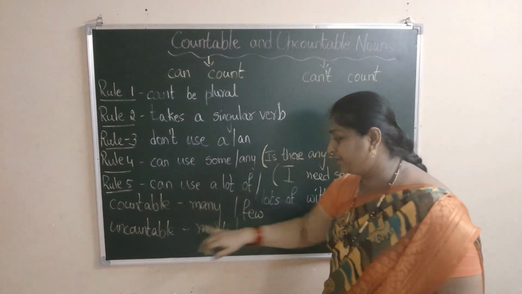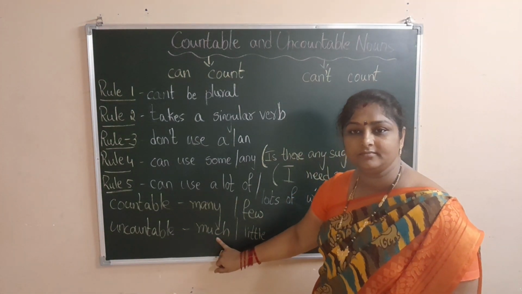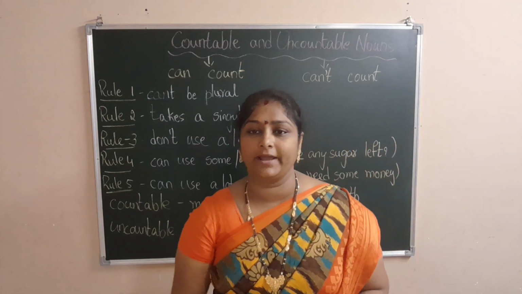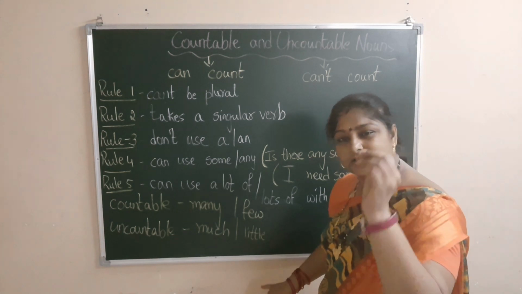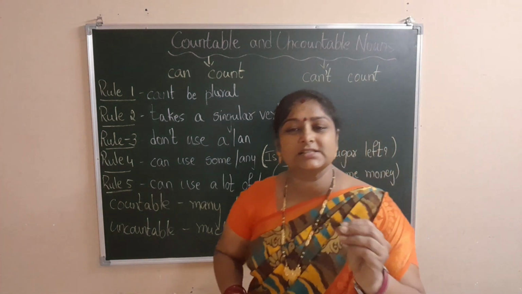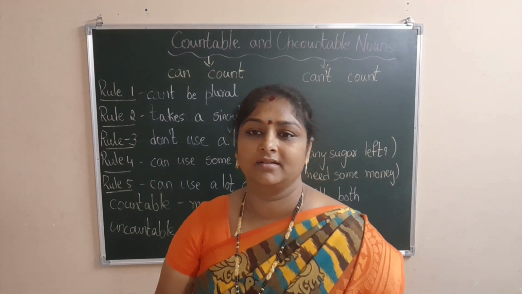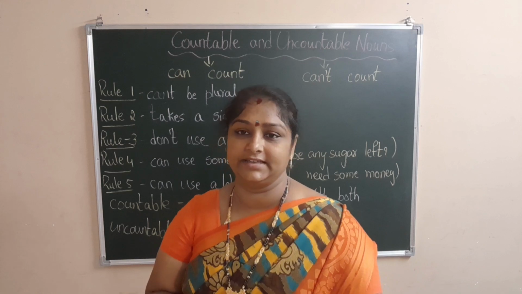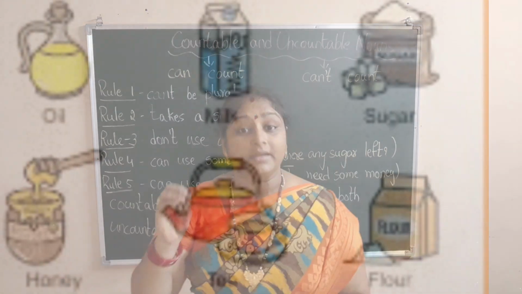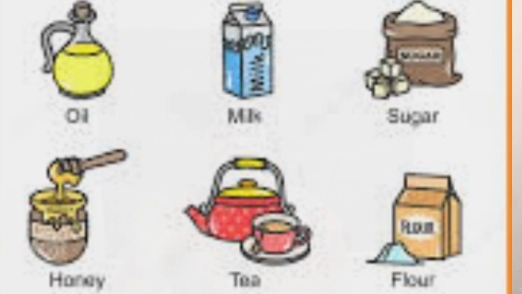In the same way, for uncountables, you will use much. I don't have much sugar at my home. I have little one. I have a little sugar. We have little rice. I need a little sugar. I need a little tea. Okay, in this way you can give the count to the uncountable nouns.